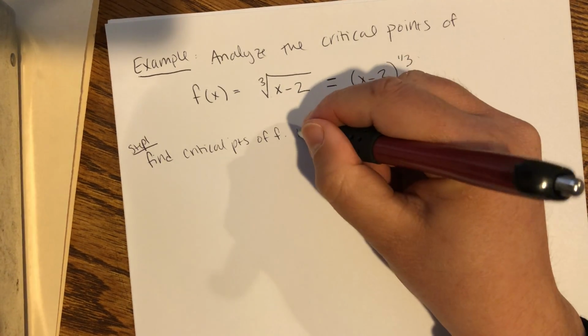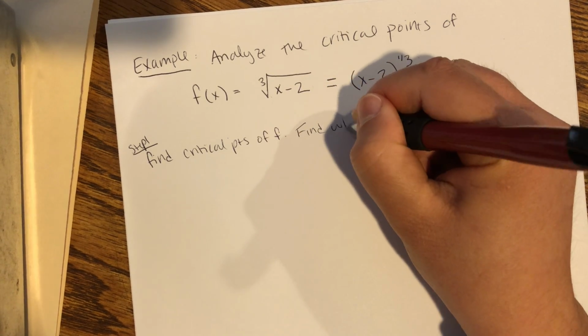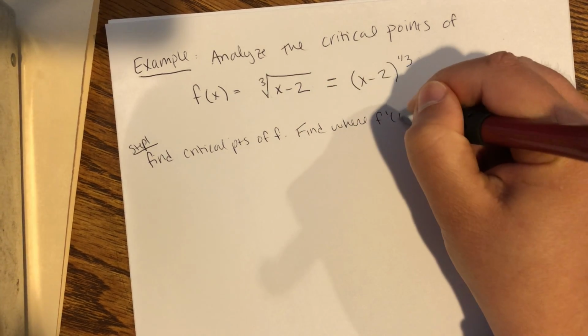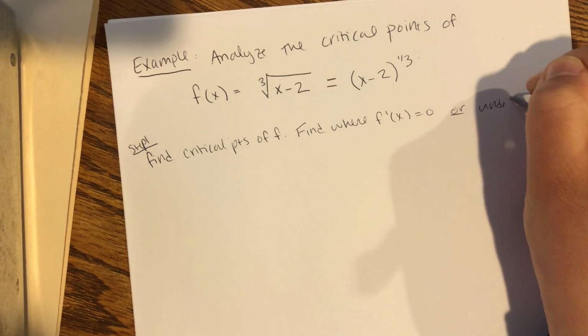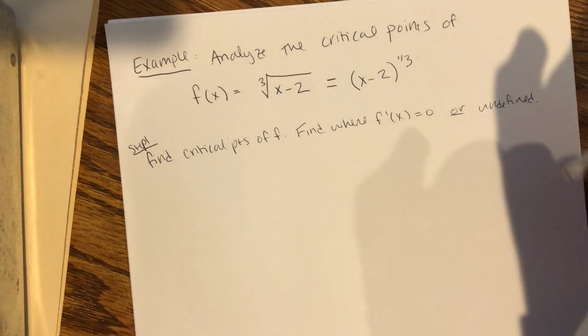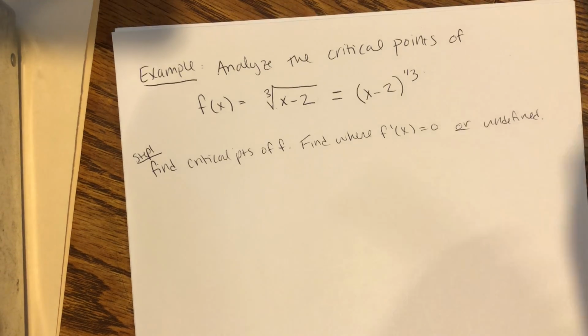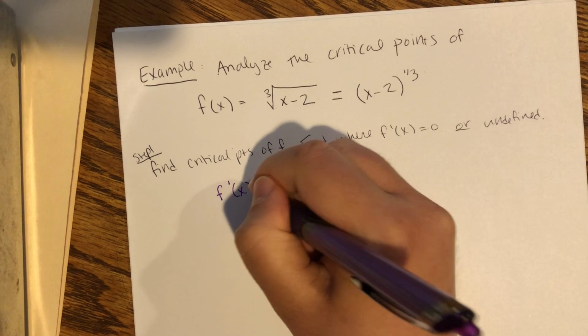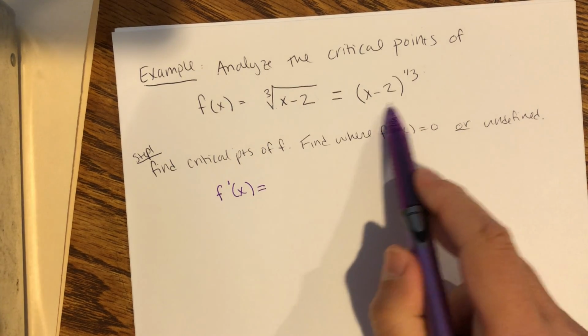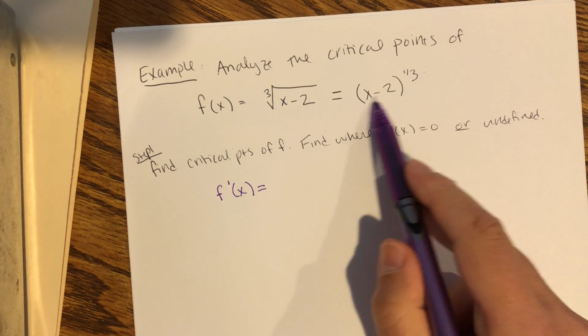So we need to find where f prime of x is either equal to 0 or undefined. Those will be our critical points. So f prime of x we can find using the chain rule. We have a function being raised to a power rather than just x.